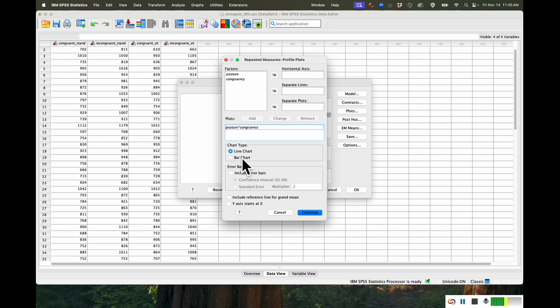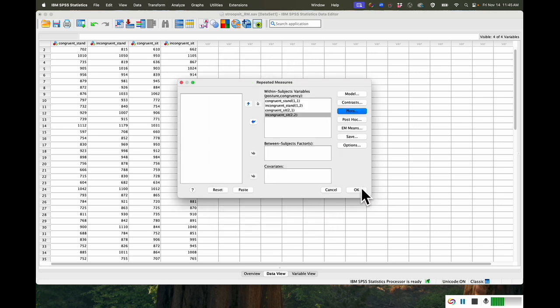You can do a line chart or a bar chart. We're going to start off with a line chart with a standard error of 1. Oops, I don't need to do that. Click 0. Okay.